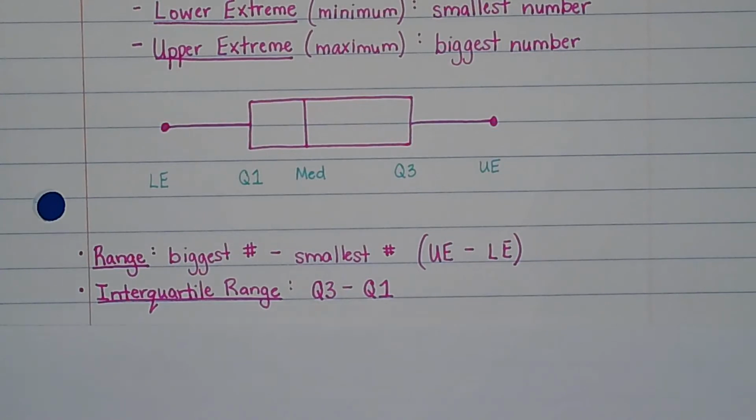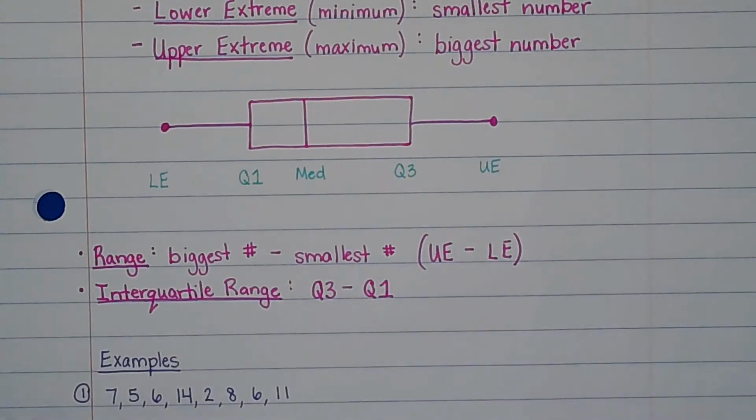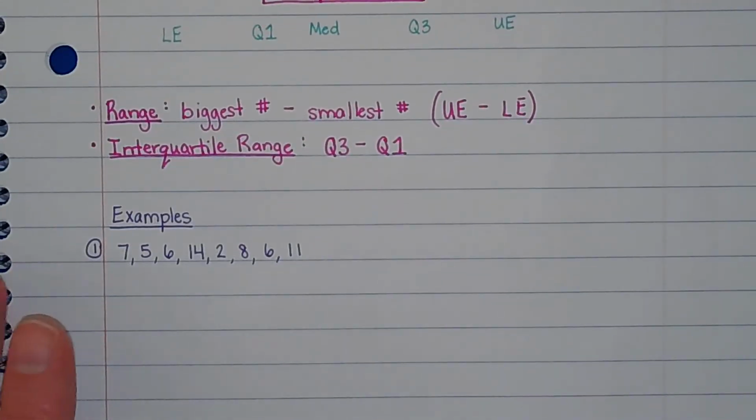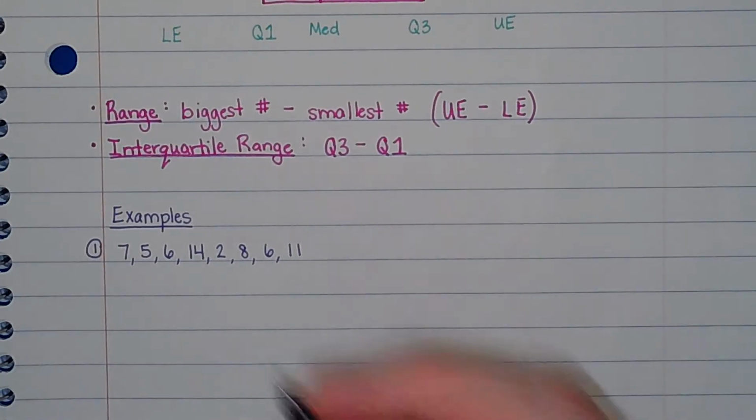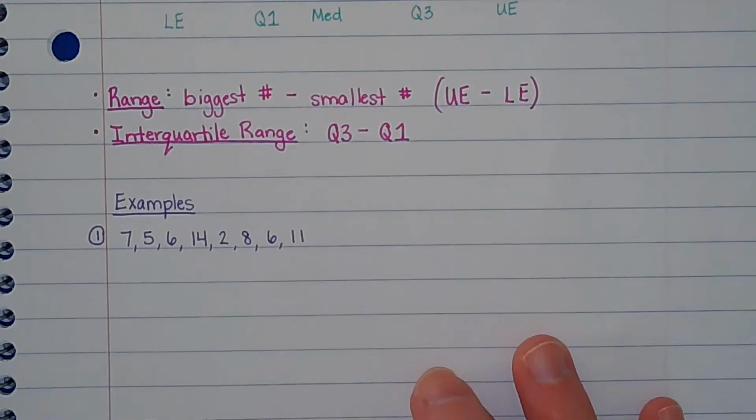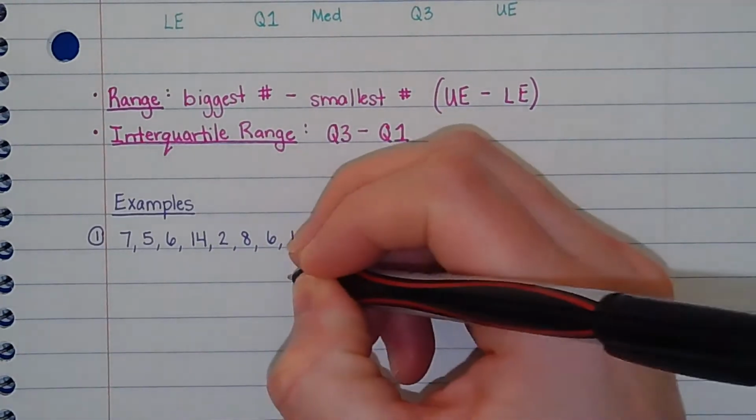So let's look and do some examples. All right, so here's my list of numbers. Remember, the very first thing that you need to do is put these in order from least to greatest, okay? So I'm going to do that. I'm going to save some room because there's a lot of things we need to do.